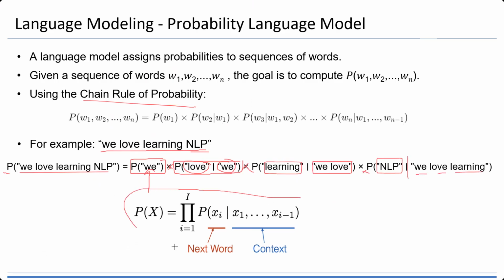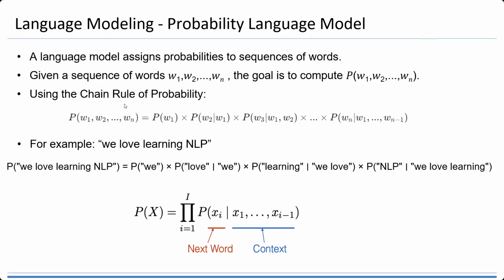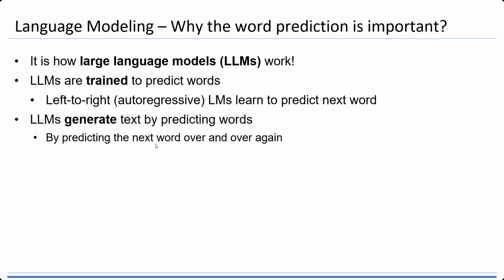So the formula will be something like this. This is the multiplication of i from 1 until n, the total number of words. And we want to check what is the next word given the context. The context means the words that we have. So I want to know the probability that the next word is NLP given "we love learning". So this is the very basic model of language modeling.